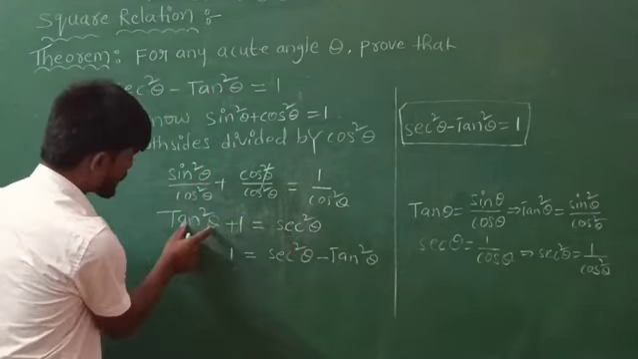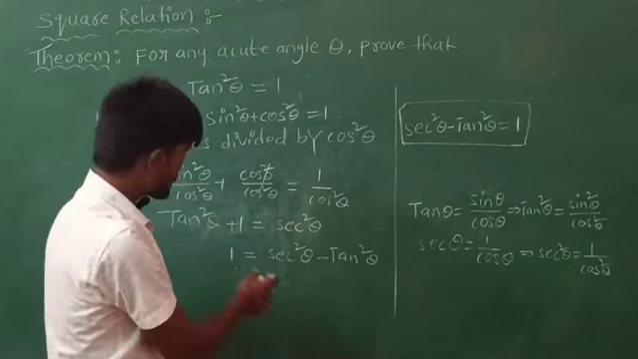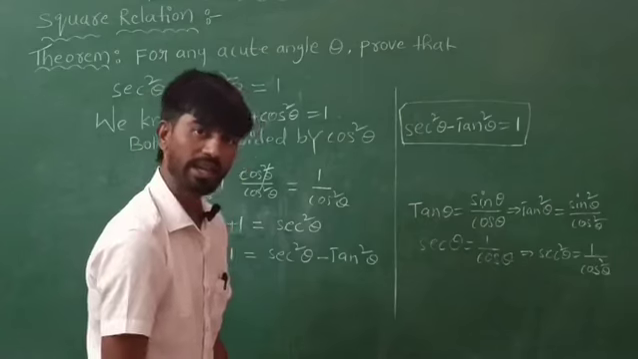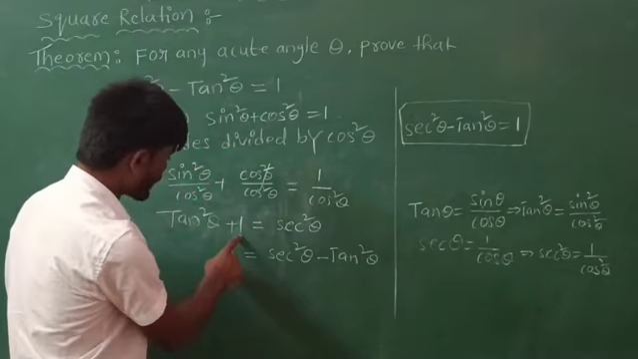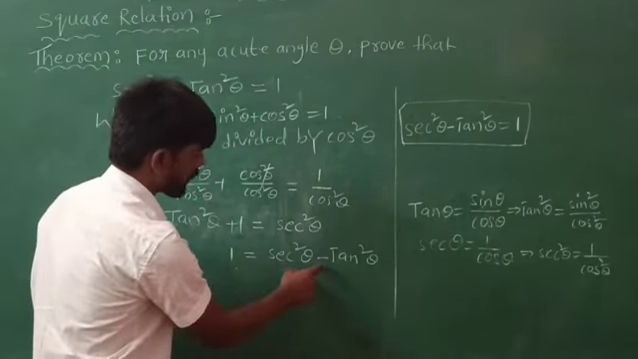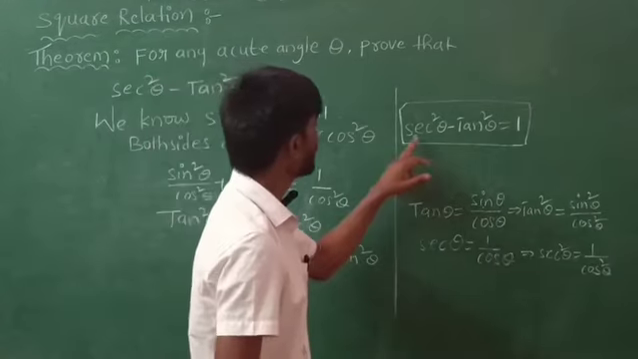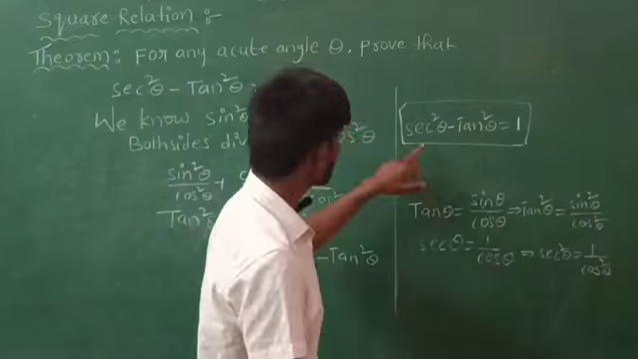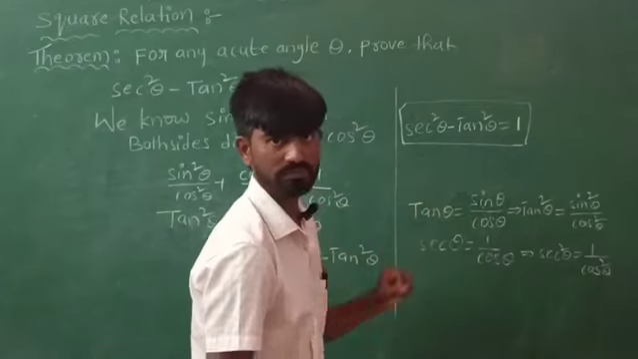Here this tan square theta, which is a positive value, I am sending to the right side, so it will get the negative sign. Here 1 is equal to secant square theta minus tan square theta. So secant square theta minus tan square theta is equal to 1. Hence this theorem is proved.